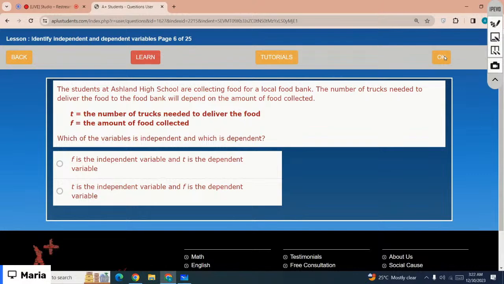The correct option is T is the independent variable and F is the dependent variable. Option number B, the second one, is the correct option. Got it? Okay, you can complete the lesson by yourself later today. Let me just move on to the next lesson.